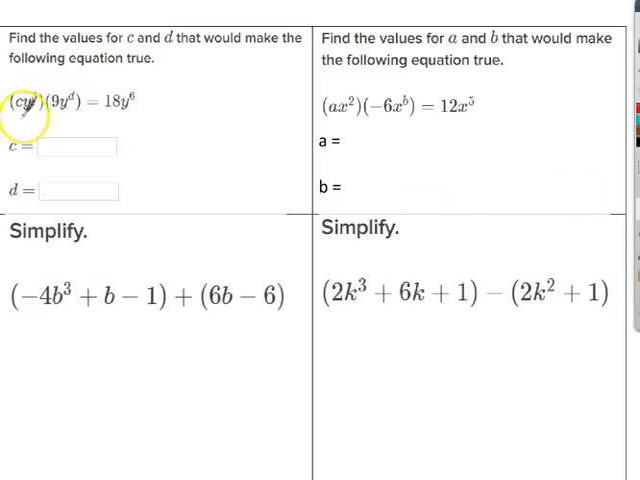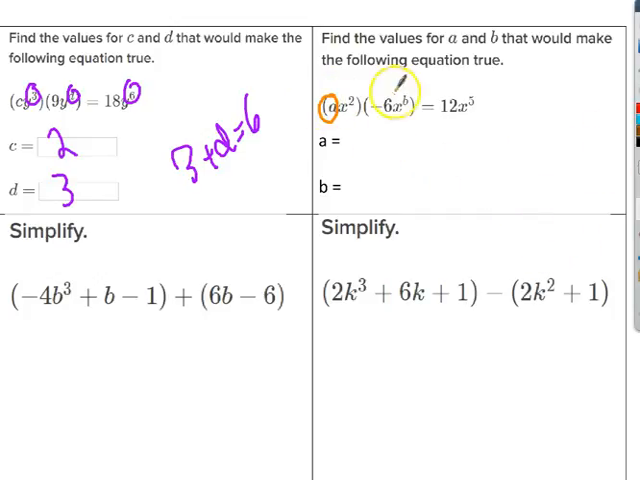All right, in this case, there's a missing value, and I've got this quantity C times this quantity 9. C times 9 gives me this quantity. C times 9 is 18. So what does C have to be? 2. 2 times 9 is 18. And I got that by multiplying the coefficients. And then I can add the exponents. 3 plus D makes 6. So 3 plus what makes 6? 3. Okay, so the answers there were 2 and 3.